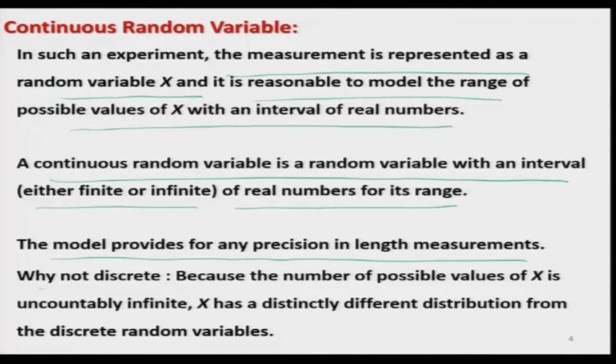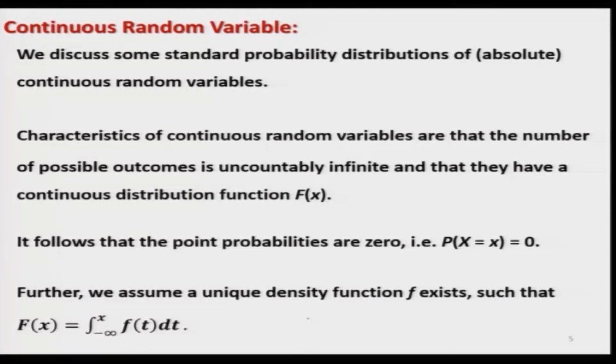So, why not discrete? Why are we saying that they take values inside an interval? Because the number of possible values of x is uncountably infinite, and x has a distinctly different distribution from the discrete random variable. You cannot say that the volume of the shampoo in the bottle is 374 ml or 375 ml or 376 ml, or that there cannot be a volume whose value is 375.3 milliliters.